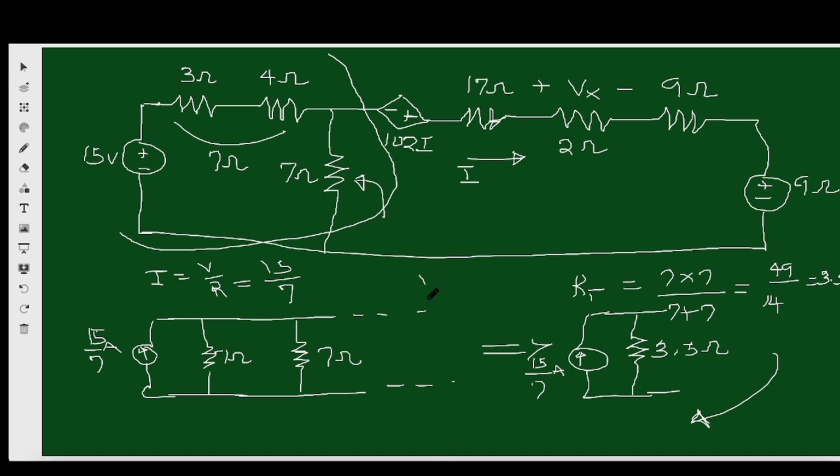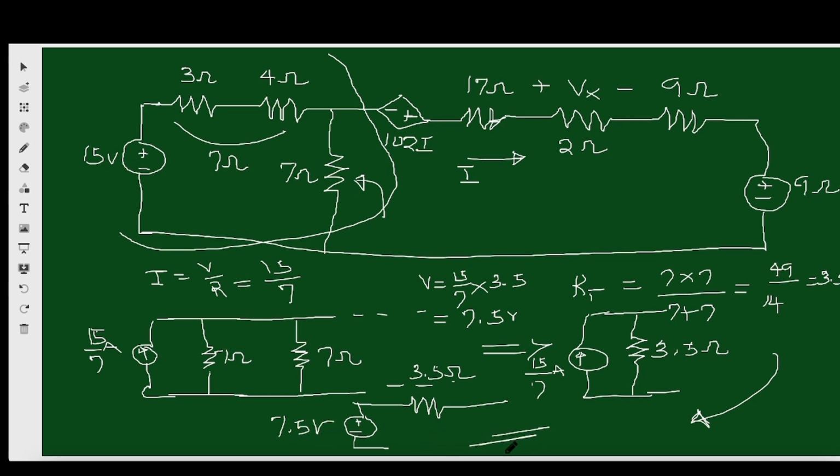So what will it give us? V is equal to IR. So that's 15 over 7 multiplied by 3.5. So that will give you what? 7.5 volts. So we have 7.5 volts in series with 3.5 ohms, with the polarity plus and minus on the 7.5 volts. So this is the equivalent.